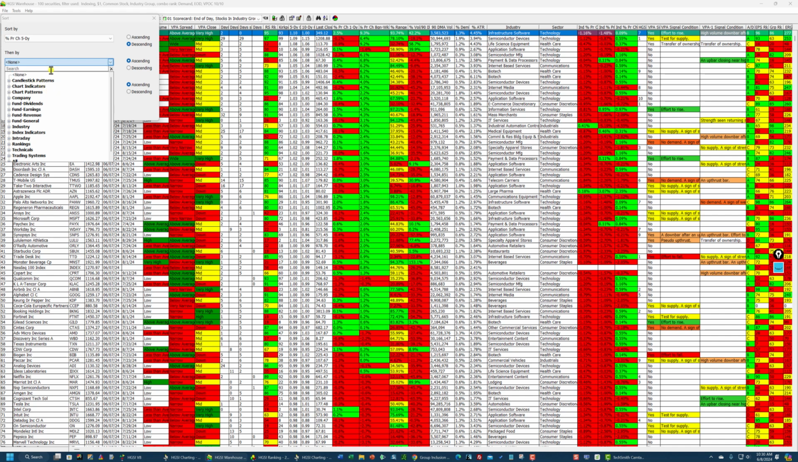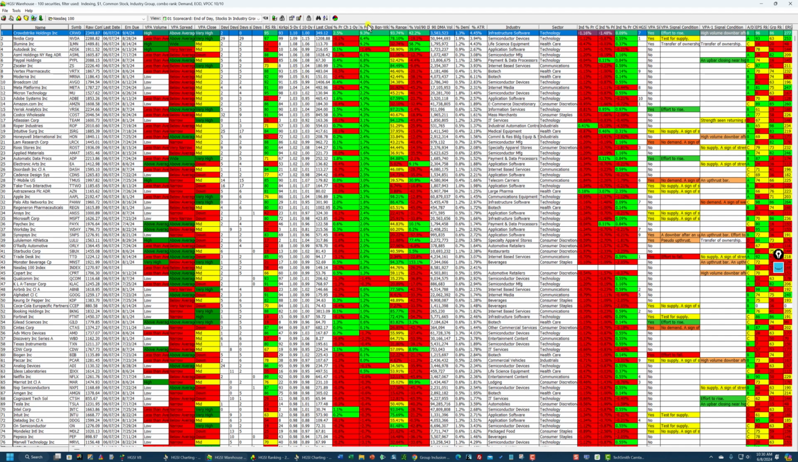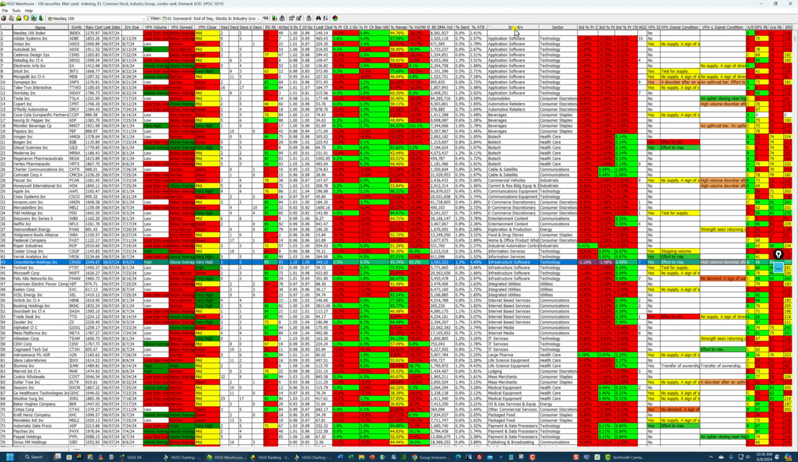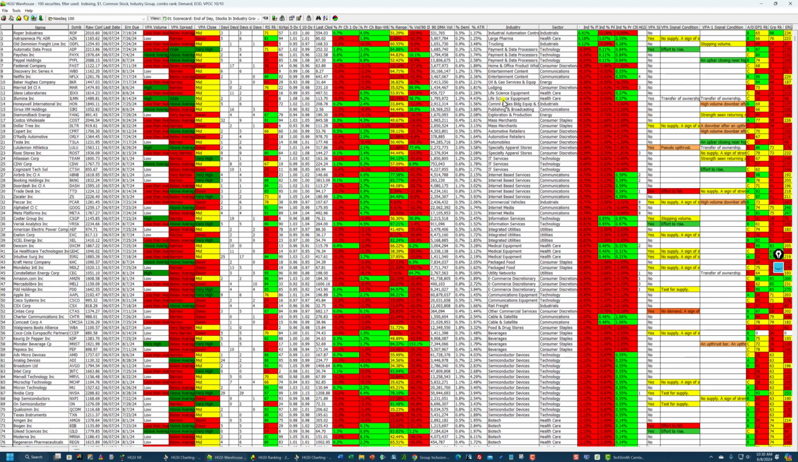Secondary, I don't know if I can get much out of this or not. I want it on industry. It's not going to change anything because there are not several numbers with the same amount in them, so I can't do it that way. So let's do it this way. I'm going to sort on industry percentage price change. Wow, all these industries are down except for a couple.